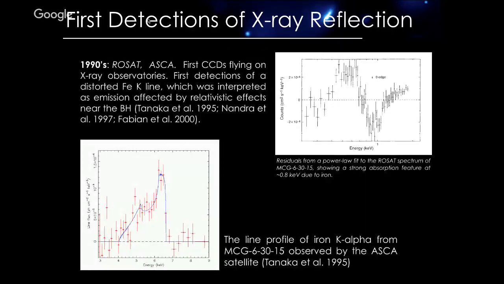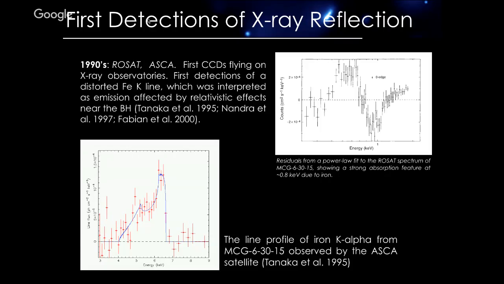So it became clear later in the 90s with better CCD detectors that there were enough atomic features in the spectra, and when similar spectra were taken from other AGN, they were able to identify much better the iron K emission.